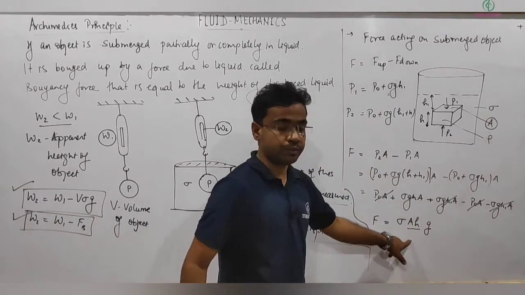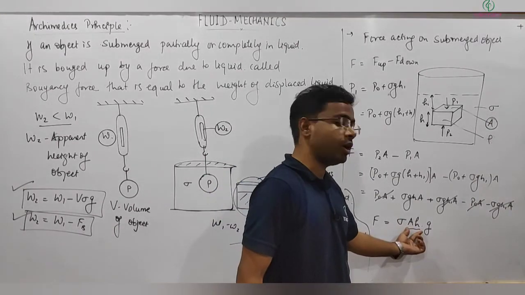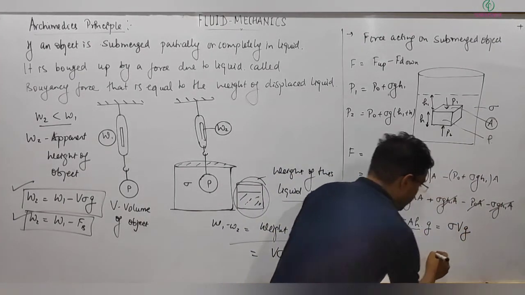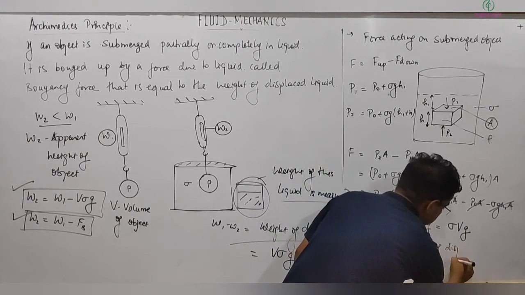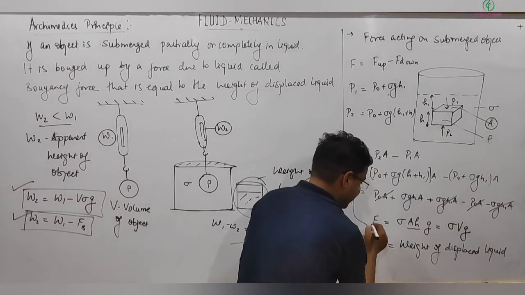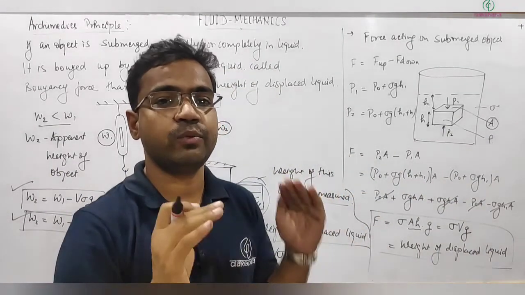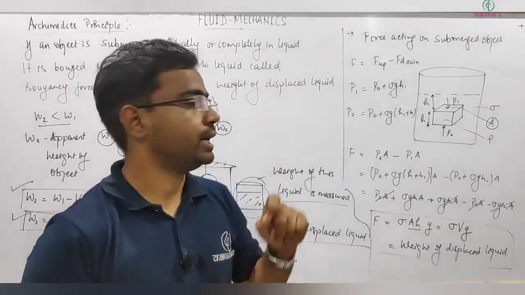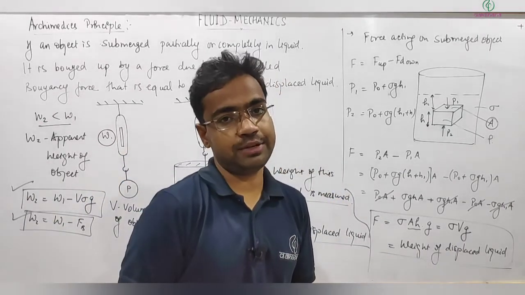What is this? A times h is the volume. Rho is the density of the fluid. So this is the volume displaced, and this comes out to be rho into V into g, which is equal to the weight of the displaced liquid. So we can prove this mathematically as well. This is Archimedes principle: when an object is submerged in a liquid, it is buoyed up by the liquid, and this upward force is called the buoyancy force, equal to the weight of the displaced liquid.